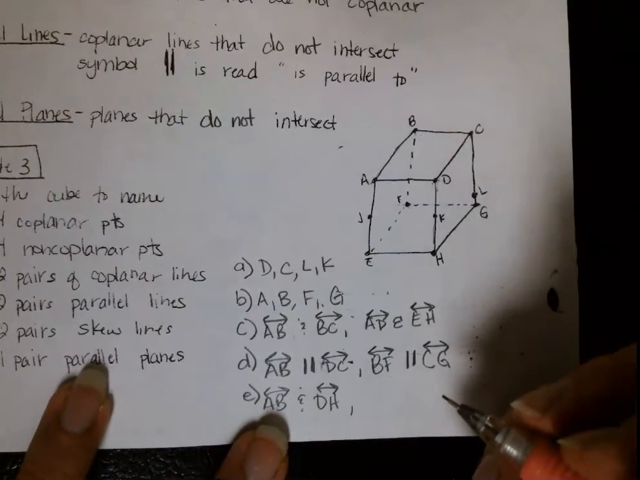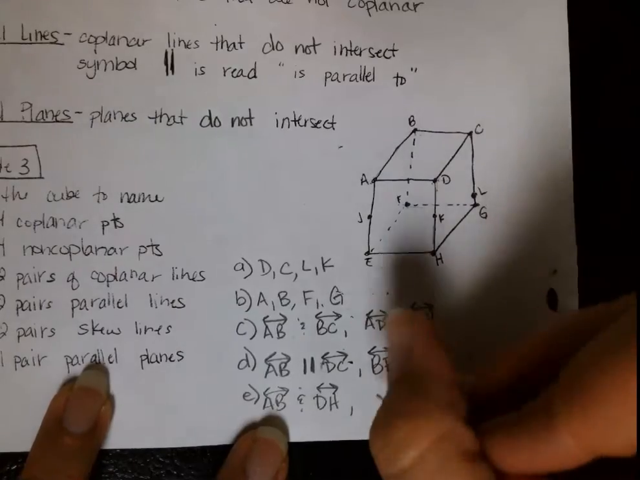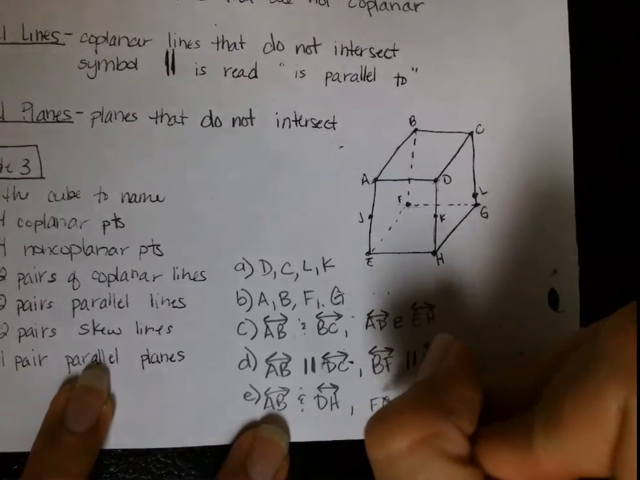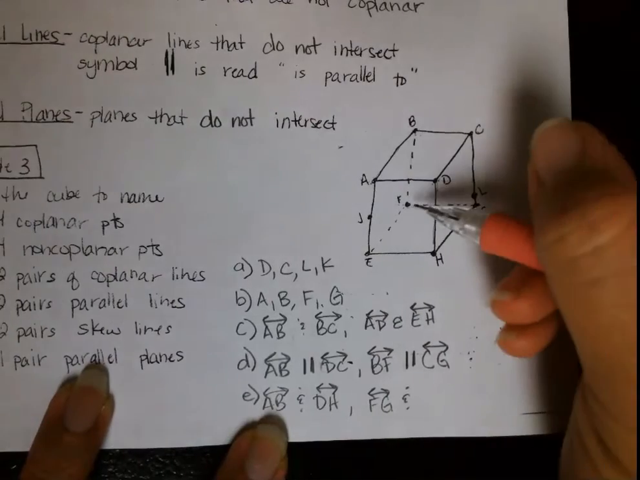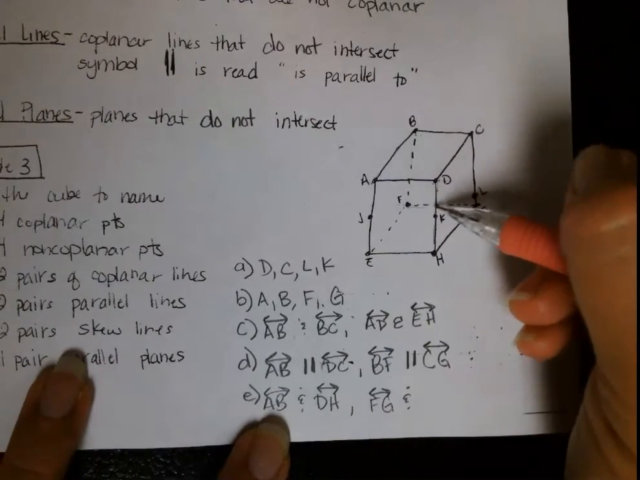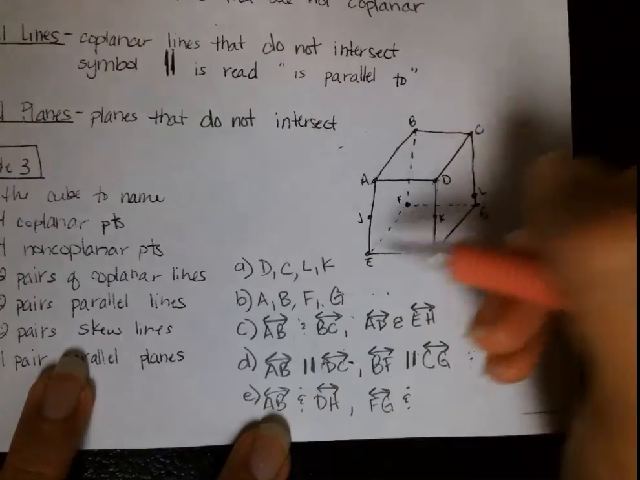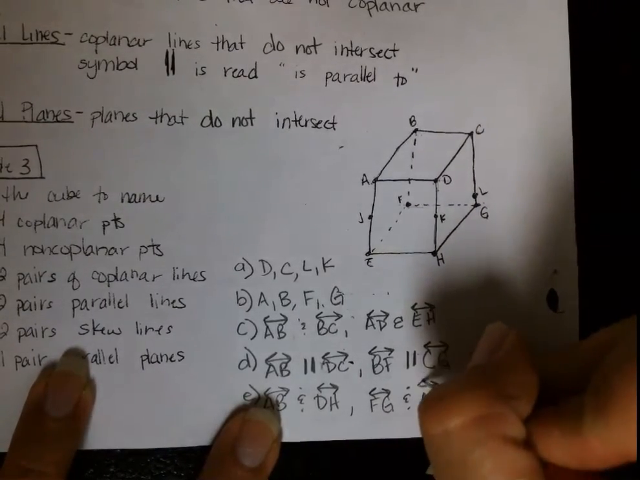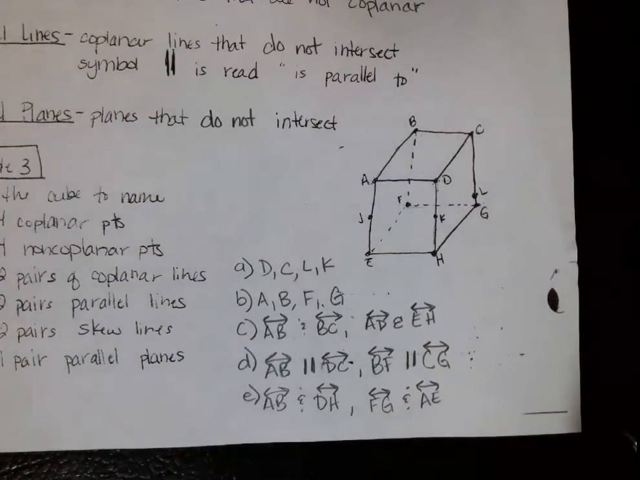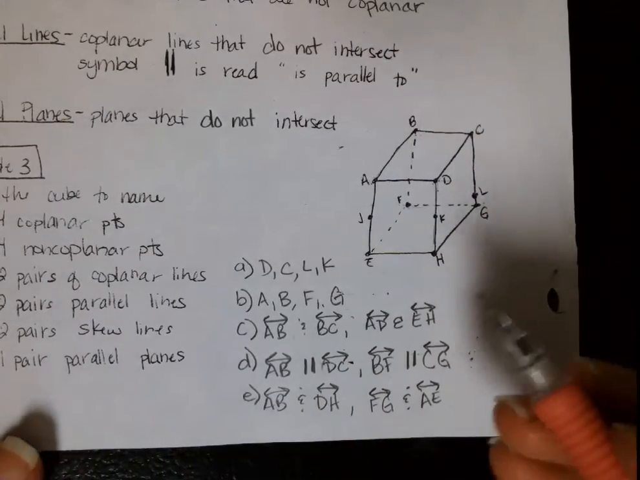All right, another set. How about we look at FG back here, line FG. And let's pick another one that's skew to FG. Maybe you want to pick AE. All right. In your answer, I mean, like you could find others. There's more than one right answer here, right? I'm just picking a set.